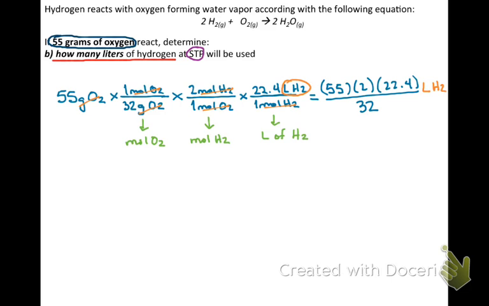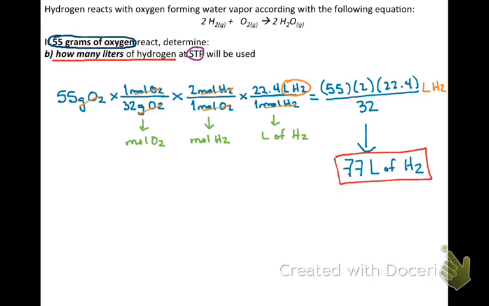We have 77 liters of hydrogen. This is the amount of hydrogen that will be produced in liters at STP. This is the amount of hydrogen that will be used to react with the 55 grams of oxygen to produce the amount of water we calculated in part A of this problem.